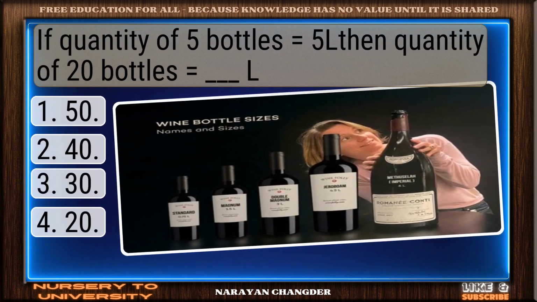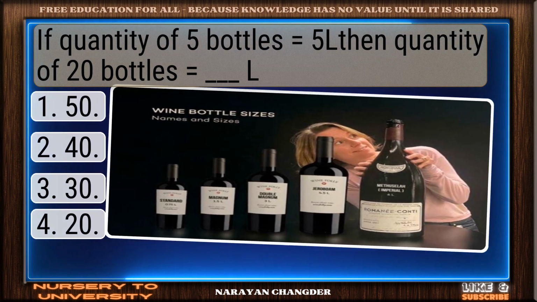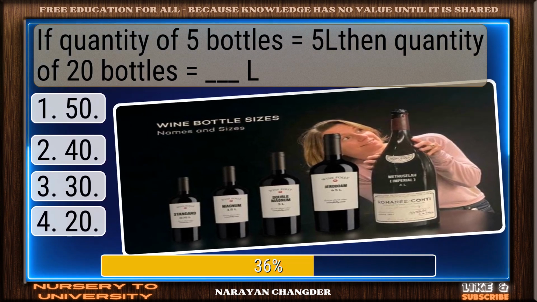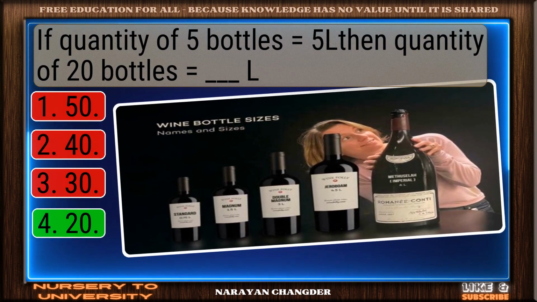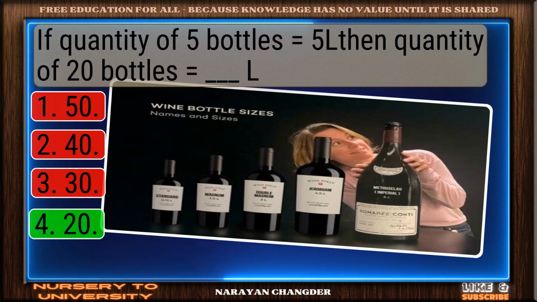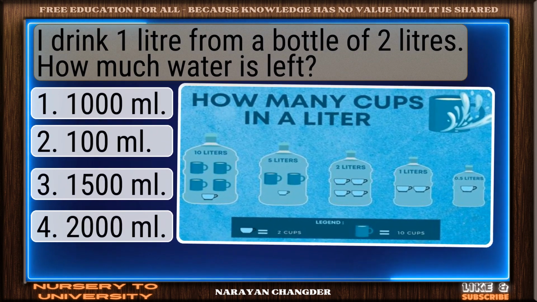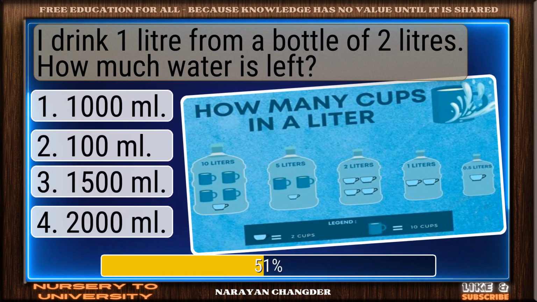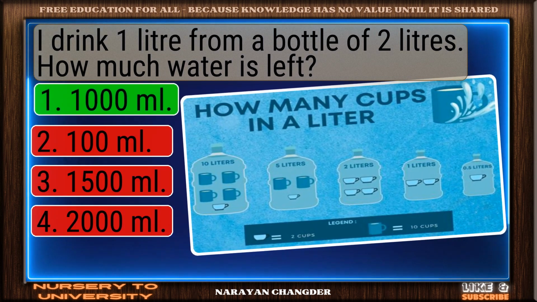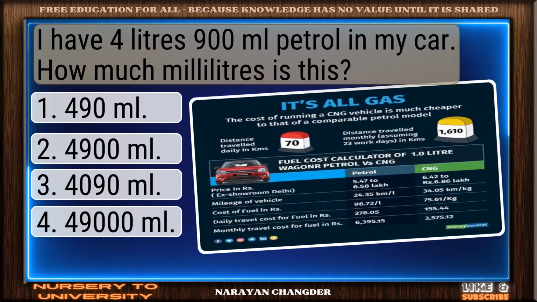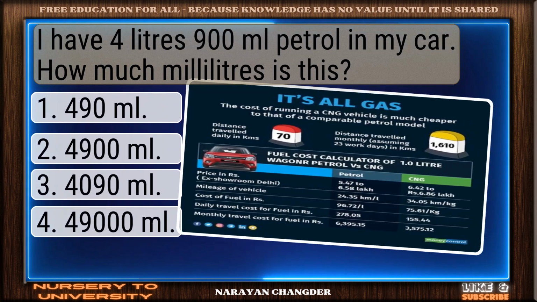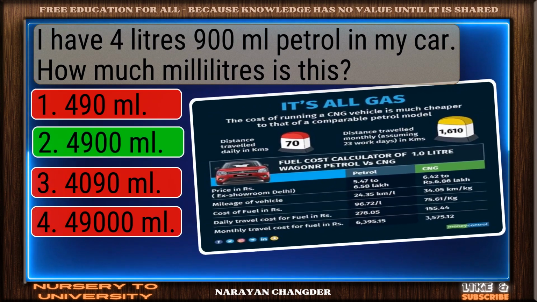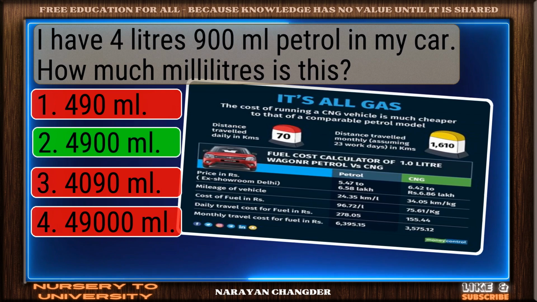If quantity of 5 bottles equal to 5 L, then quantity of 20 bottles equal to dash L. Solid response. 20 is a valid choice. I drink 1 liter from a bottle of 2 liters. How much water is left? Right again. 1000 ml is a valid answer. I have 4 liters 900 ml petrol in my car. How much milliliters is this? Great thinking. 4900 ml is the right choice.